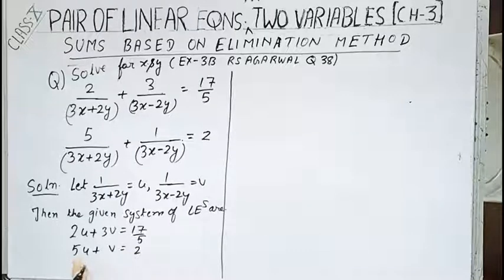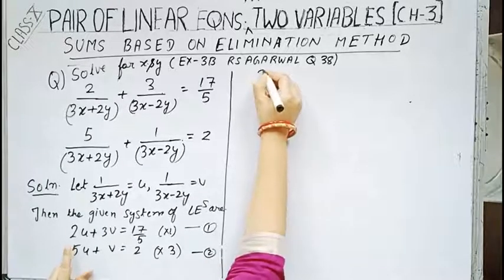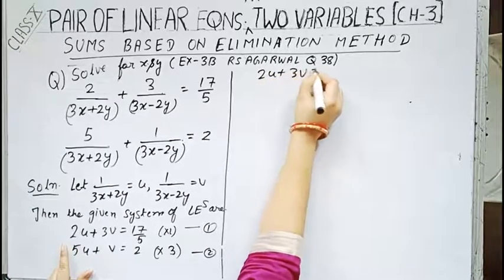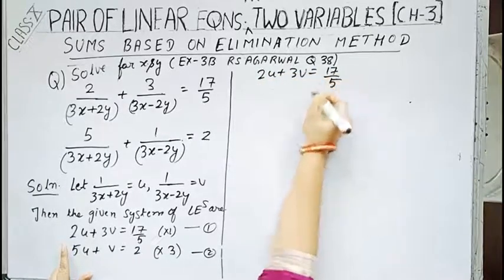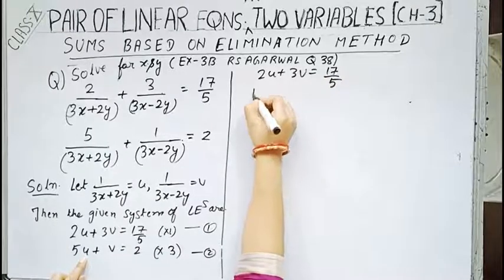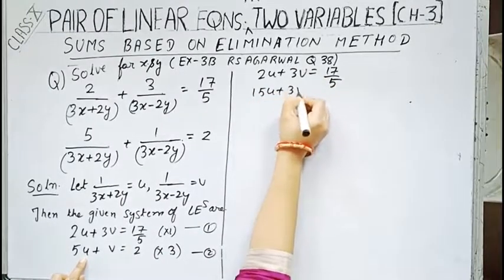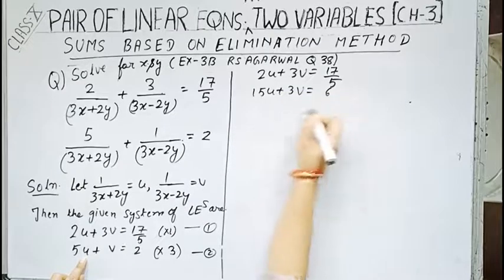So either we will make the u coefficient the same or the v coefficient the same. So let me multiply the second equation by 3 so that we can make the v coefficient the same. So I am multiplying the second equation by 3 and the first equation as such. Let us make it equation 1 and this as equation 2. Now if I multiply this, I will get 2u plus 3v equals 17 by 5, and the second equation reduces to 15u plus 3v equals 6.